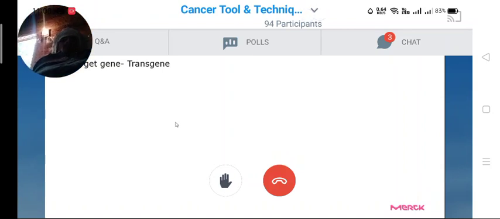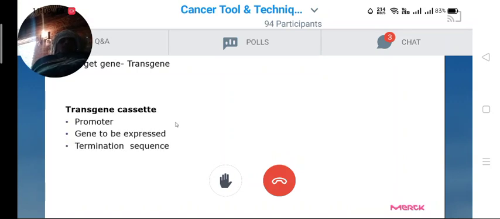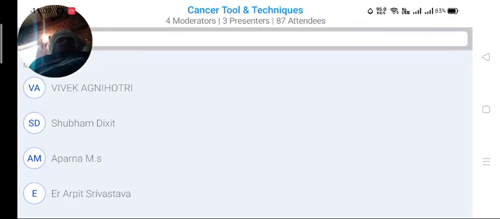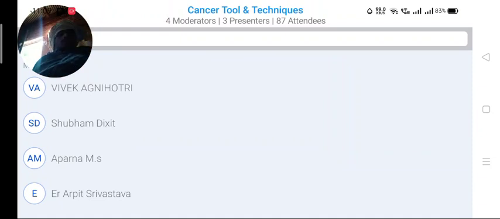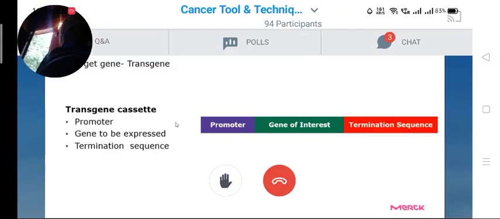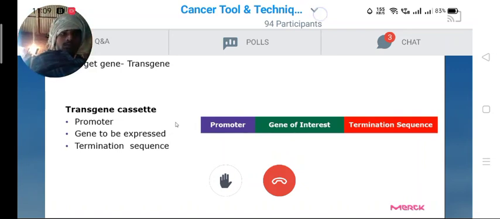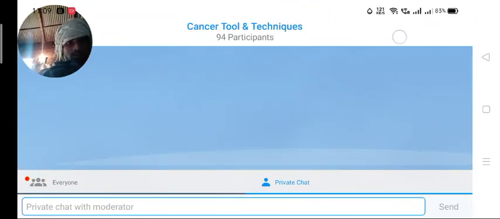And then your transgene cassette will consist of a promoter, the gene to be expressed, and a termination sequence. So your cassette will look like this. All the cassettes will contain one promoter, then the gene of interest, and then the termination sequence. This promoter and termination sequence will facilitate the transcription. Once transcription is there and RNA is produced, translation will happen and protein will be produced inside the body.